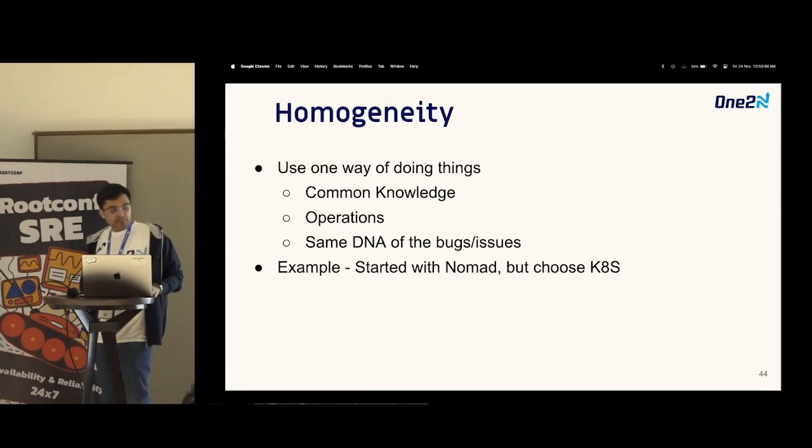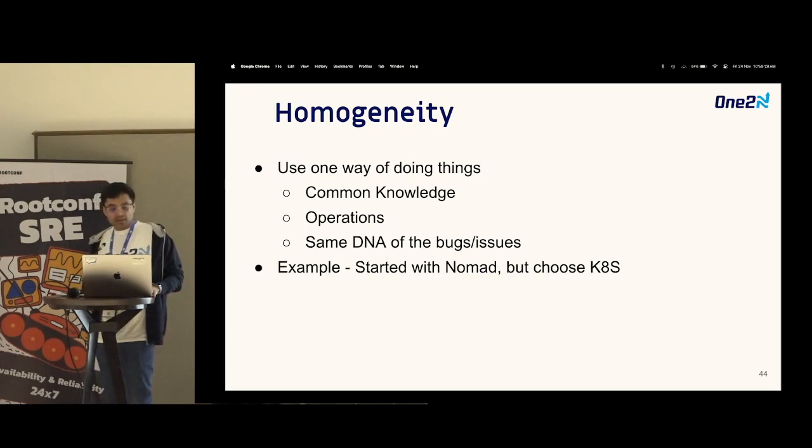Look for the homogeneity part of it. Use one way of doing things. Why? Because it just creates common knowledge between your team and reduces the learning curve. Your operations become easier. If you have bugs and issues that arise, they have the same DNA in your team.